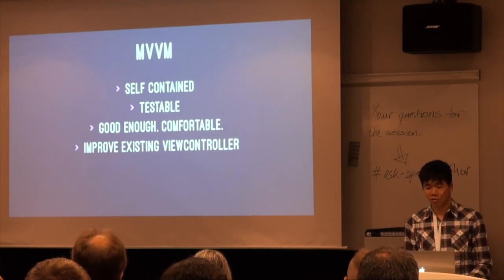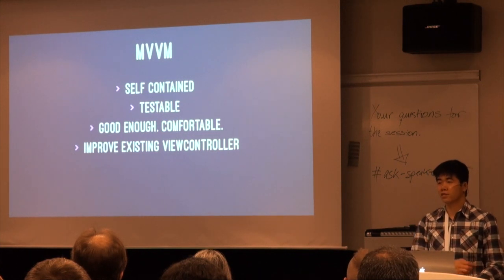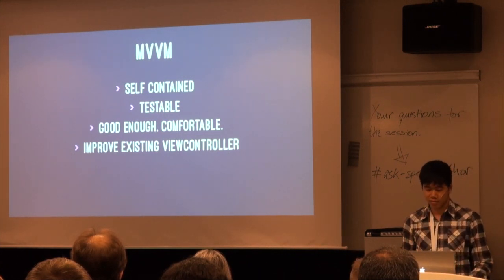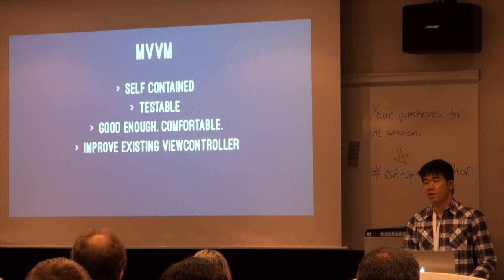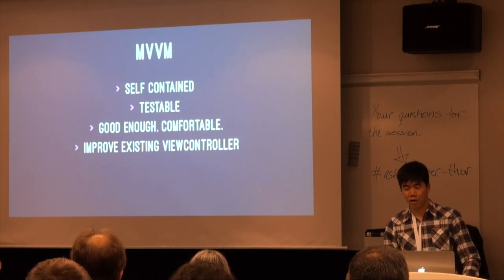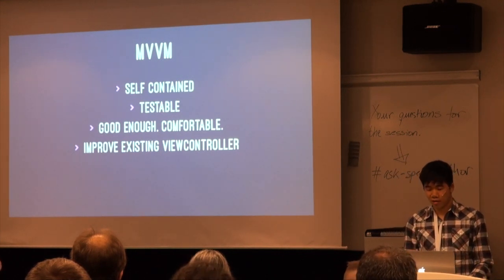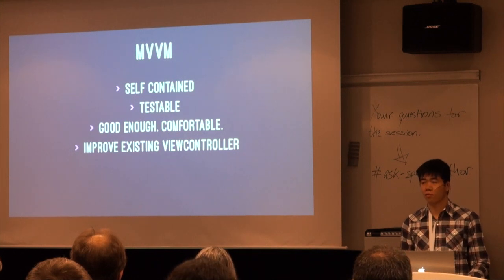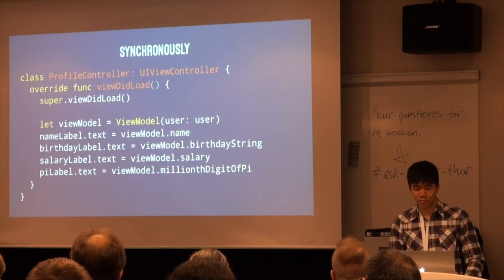This way, the view model is very self-contained and can be easily testable. And like I said, it is good enough. There's no architecture that suits everybody. So I think we can apply the view model to save one view controller at a time.